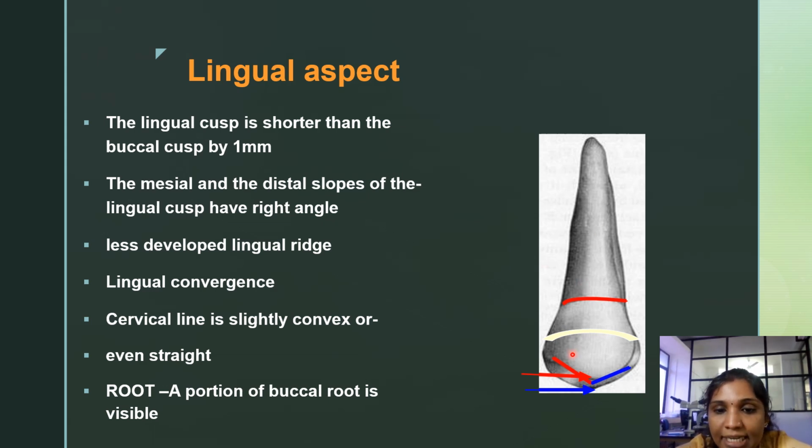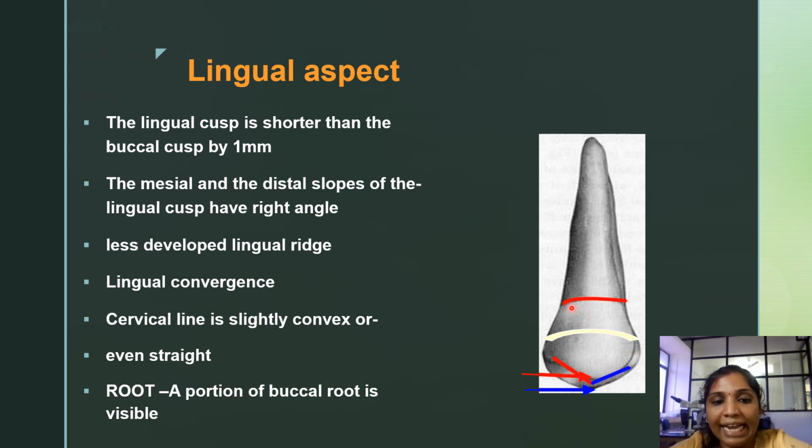About the lingual aspect, the lingual cusp is actually shorter than the buccal cusp by 1 mm, and the mesial and distal slopes of the lingual cusp have a right angle. See, and this has got a less developed lingual ridge compared to the buccal ridge, and this has got a lingual convergence too. See, here is the lingual convergence. Since the lingual convergence is present, we can appreciate part of the buccal aspect from the lingual aspect.